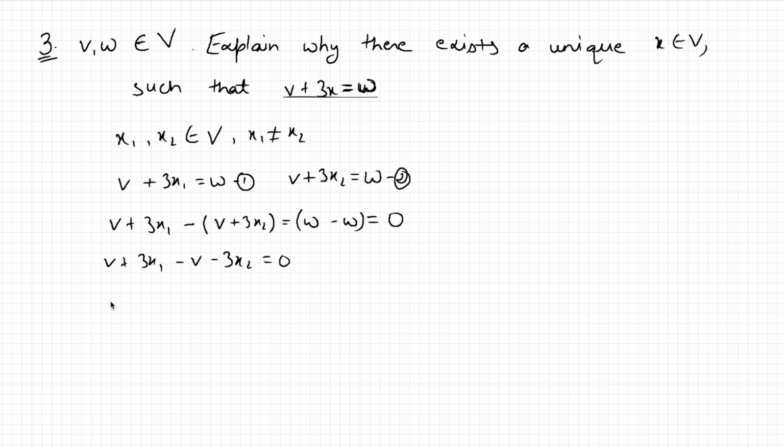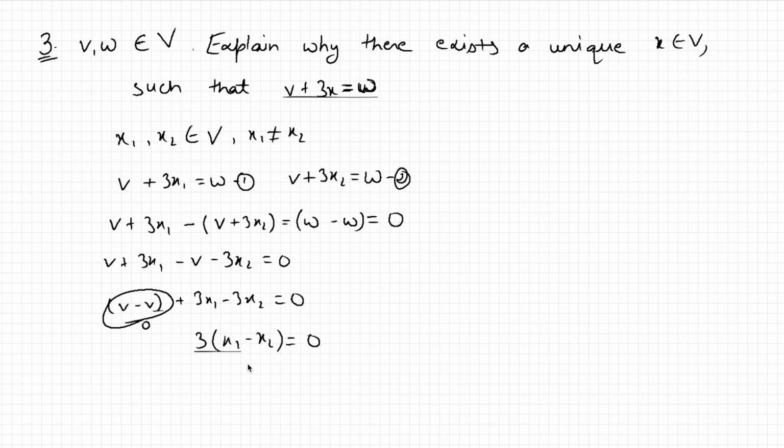We can club them together. We have V minus V plus 3x1 minus 3x2 equals 0, and again it's an element of a vector space, and we are adding its additive inverse, so this will also be 0. So we are left with 3x1 minus 3x2 equals 0. Now again, because it is distributive, this term is 0. So now this one, because it is distributive, it's 3 times x1 minus x2 equals 0.